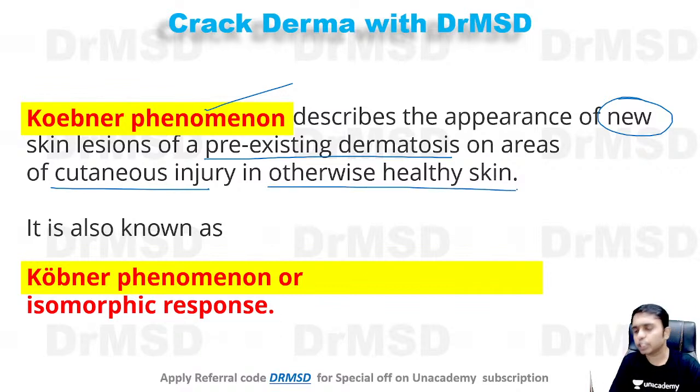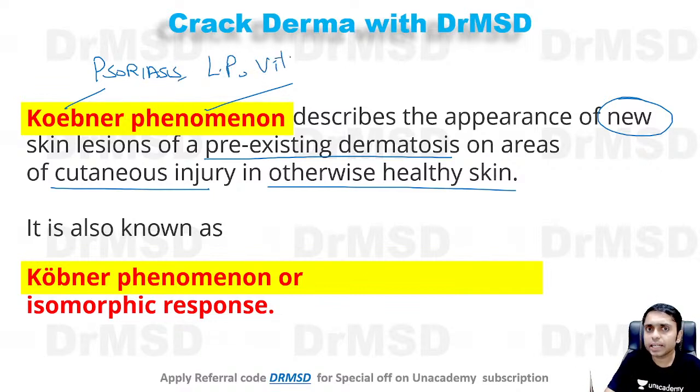For example, if a patient has a psoriatic lesion here, so Koebner's phenomenon, you should know that it can be seen positive in psoriasis, lichen planus, and vitiligo. Many students have already answered, very good. So in these conditions, if you observe carefully, all of them have one thing in common. They are all autoimmune conditions.